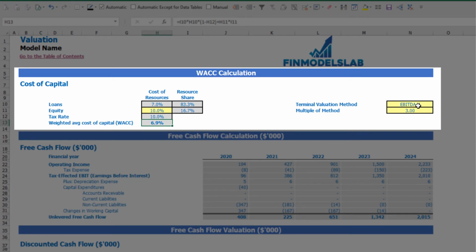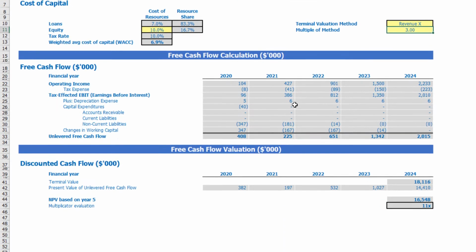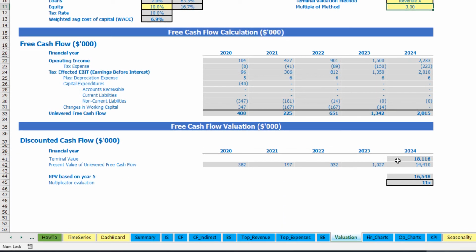In the valuation model, there are two valuation methods, which are EBITDA multiple and revenue multiple. You may select one of them, and below you may input multiple of methods. Based on this information, we can see terminal value, which is calculated on unlevered free cash flow. You may see the present value of unlevered free cash flow, NPV, and multiplicator evaluation for this particular company.